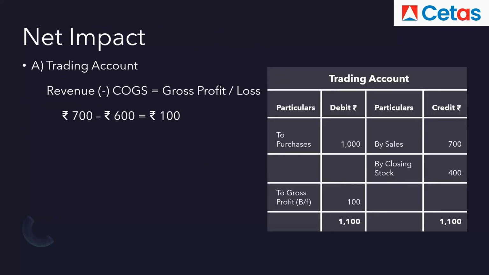Let's see how it looks in the final PL and balance sheet. After the manual adjustment, in the trading account, we have purchases of ₹1,000, closing stock worth ₹400, and sales worth ₹700. So my net COGS would be 1000 minus 400, which is equal to ₹600. And if I calculate my gross profit, it's going to be 700 minus 600, which is equal to ₹100.